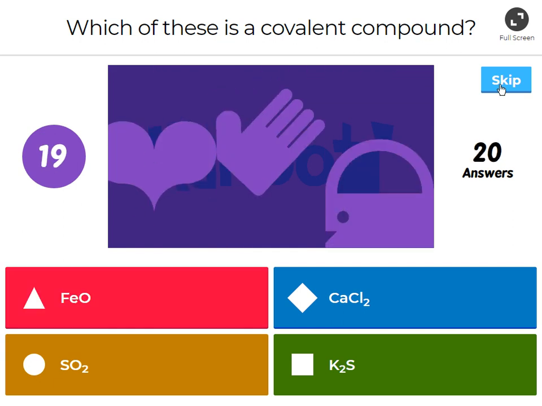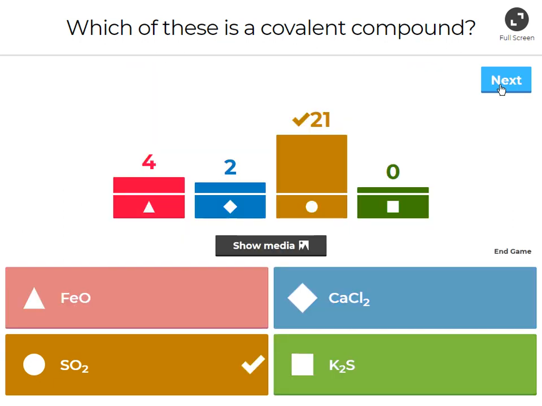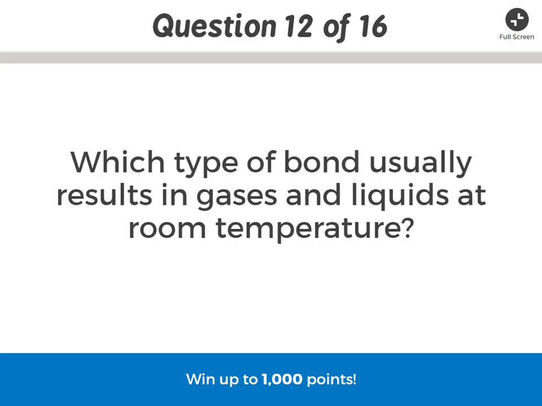Three, two. Okay, this should be quick thinking. Covalent, you're looking for two what? Two nonmetals. This is iron. We all know that's a metal. This is calcium. We all know that's a metal. This is potassium. We all know that's a metal. Obviously, this is the only one left, and sulfur and oxygen are both nonmetals. Moving on. Which type of bond usually results in gases and liquid at room temperature?